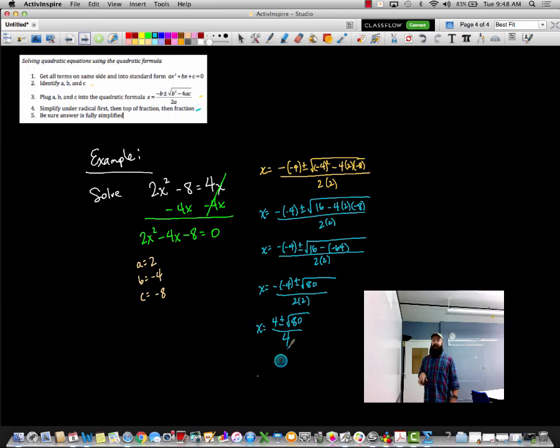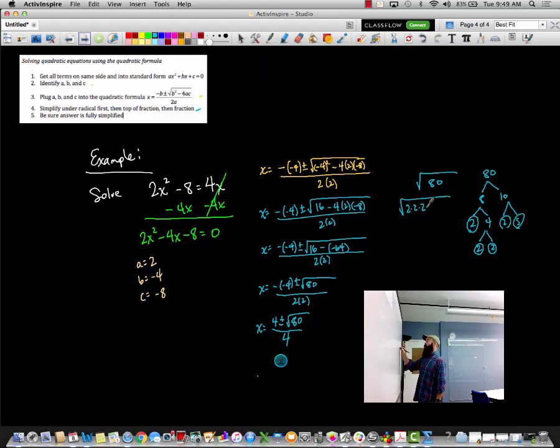Now, we're ready to simplify the thing on top of the fraction, which is the radical itself. So when I'm simplifying the square root of 80, I would want to factor 80 as much as I can. So 8 and 10 go into 80. 8 breaks down into 2 and 4. 2 is prime. 4 breaks down into 2 and 2, both are prime. 10 breaks down into 2 and 5, both are prime. So 80 is 2 times 2 times 2 times 2 times 5.